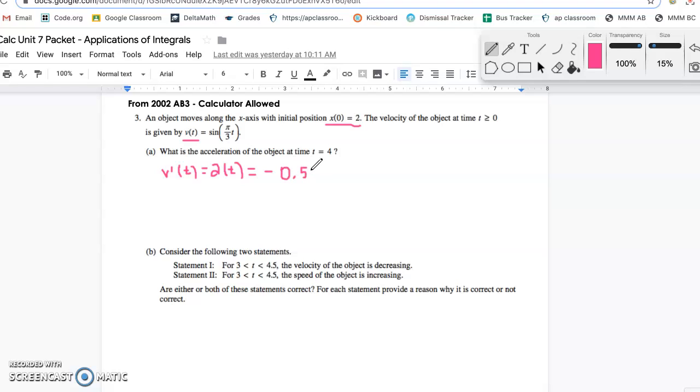or if you truncated it rather than rounded, you could have said, at t equals 4, negative 0.523, like that. So remember to do that.